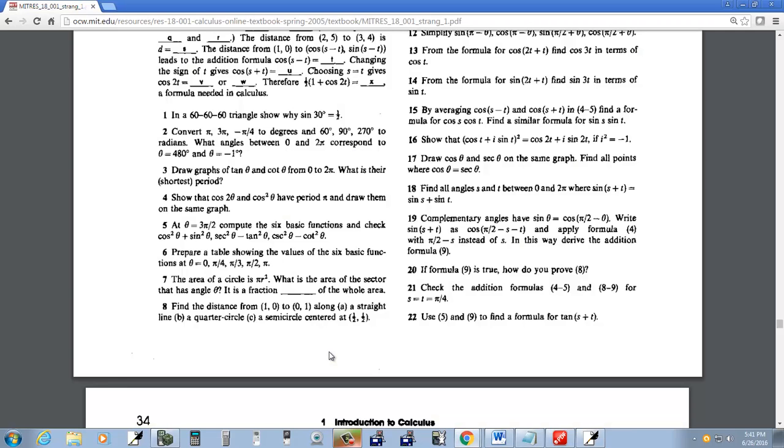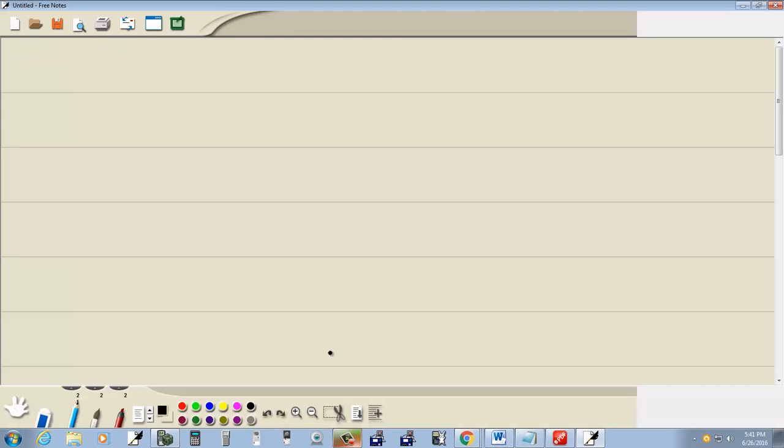In a 60-60-60 triangle, show why sine 30 is 1/2. This is 60 degrees. This up here would be 60 degrees. And this over here will be 60 degrees. Now, if all of these are the same, then this distance here is x, this distance here is x, and this entire distance here is x.